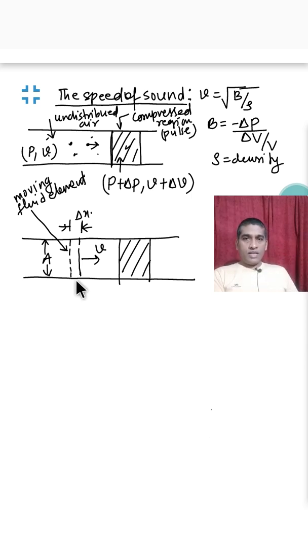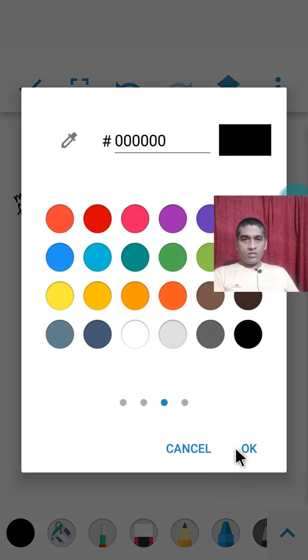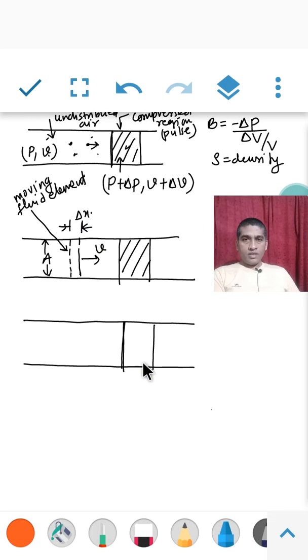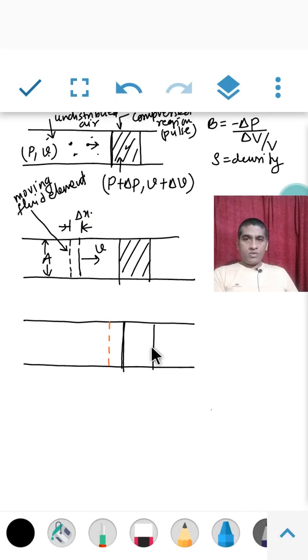Now this element strikes the pulse. So I'm drawing a tube, the same tube. Now what happens? The element strikes the pulse. So this is a pulse, or a compressed region.